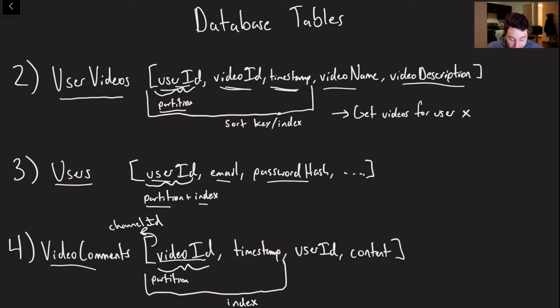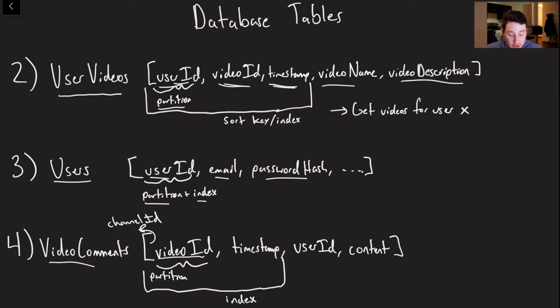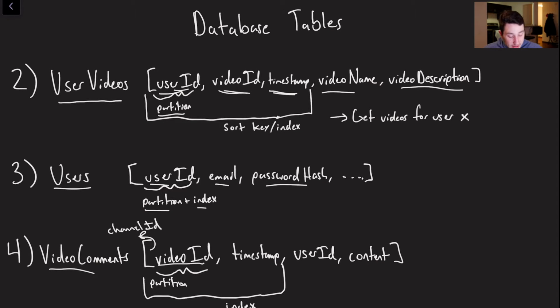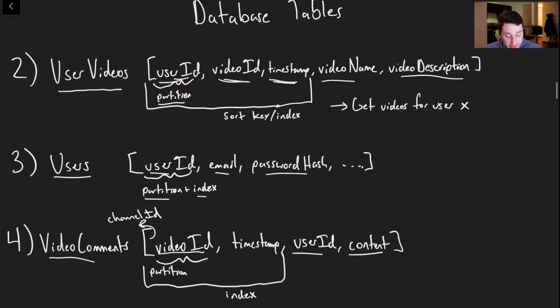so that all the comments for a single video go on the same node, and then we can also use the timestamp as part of the index so that they're sorted by timestamp, and of course have the actual comment poster ID, the content, etc.